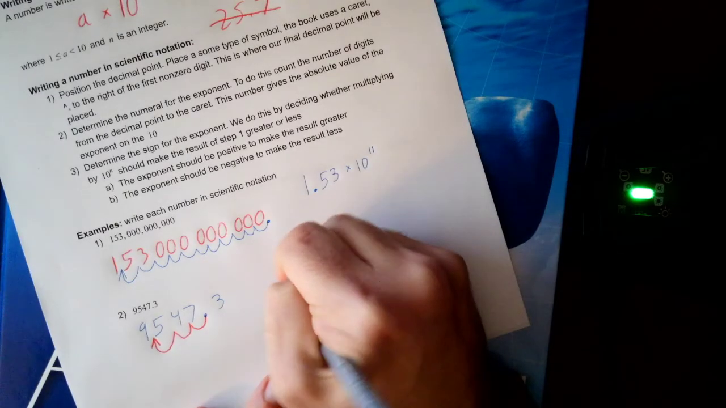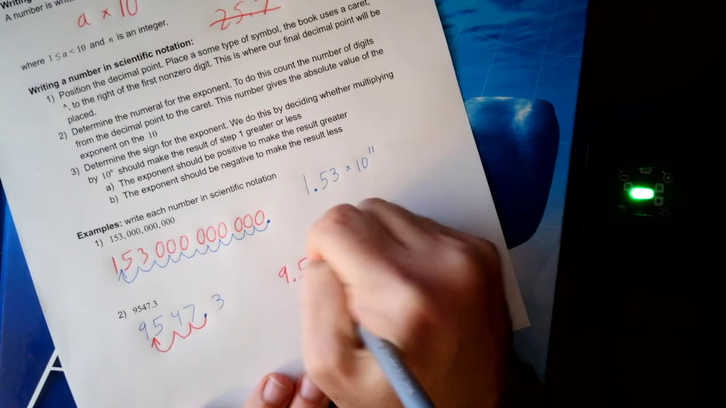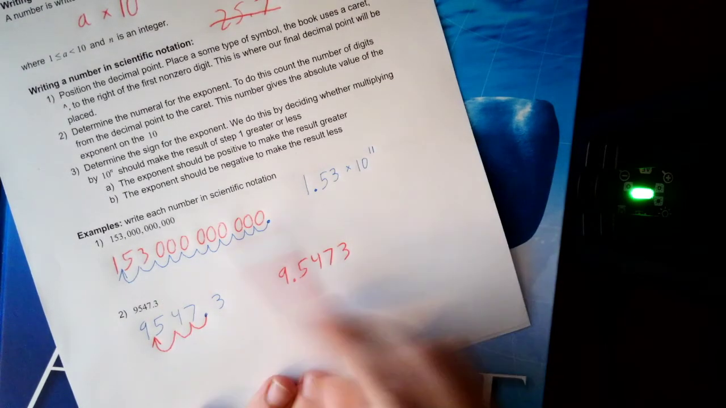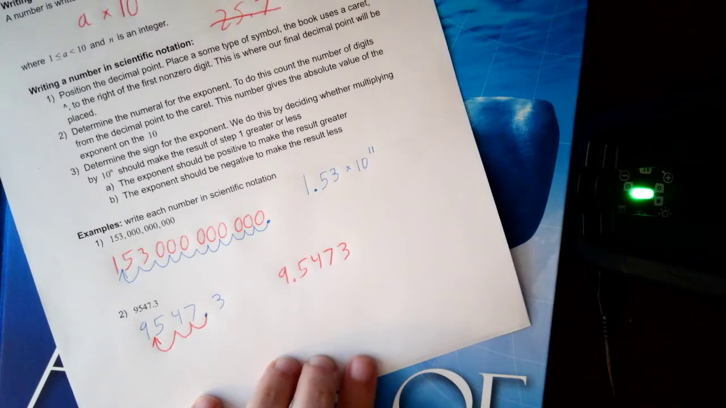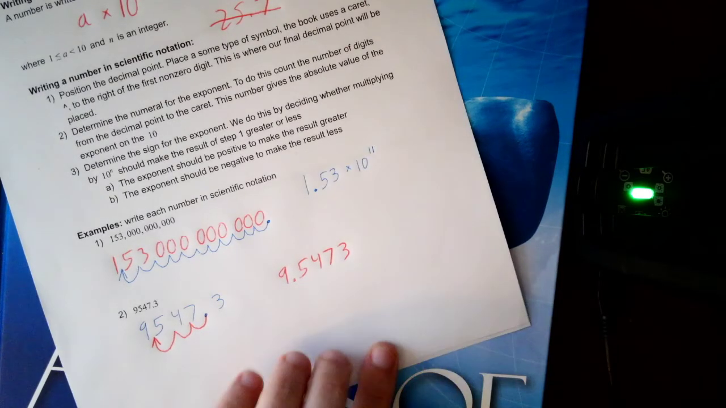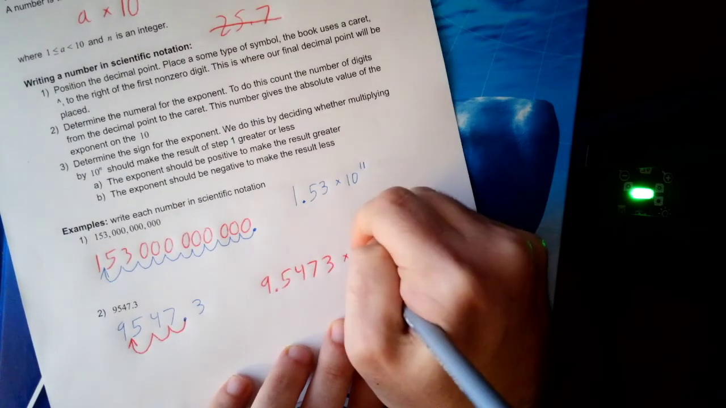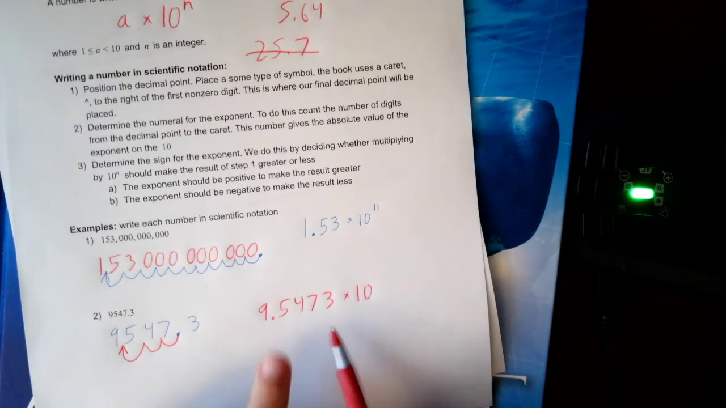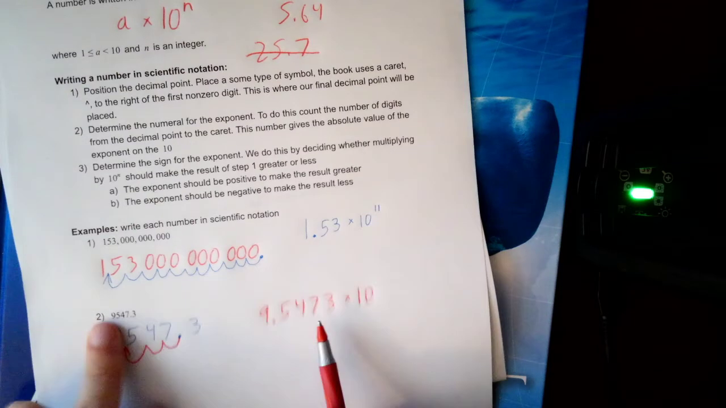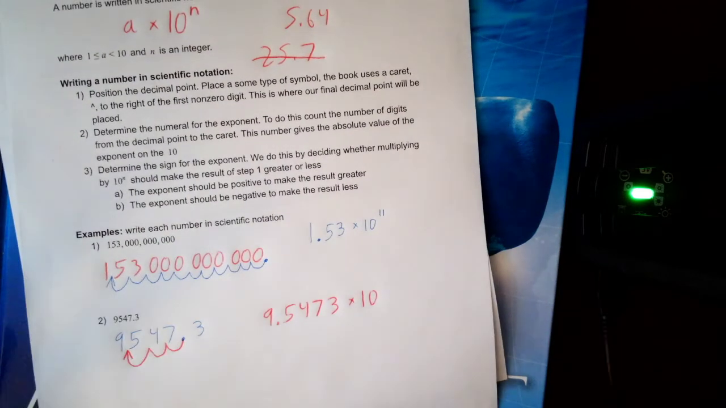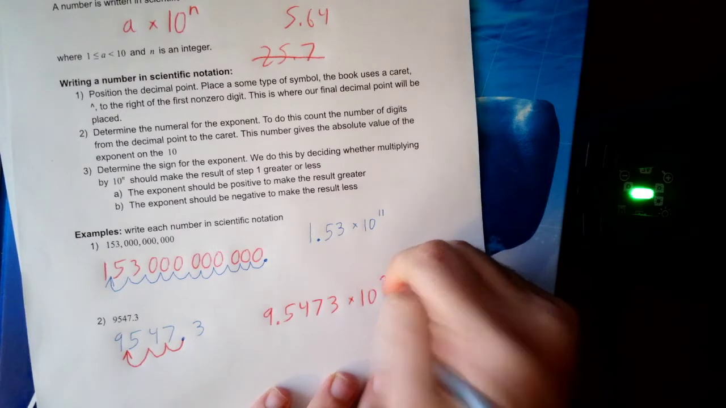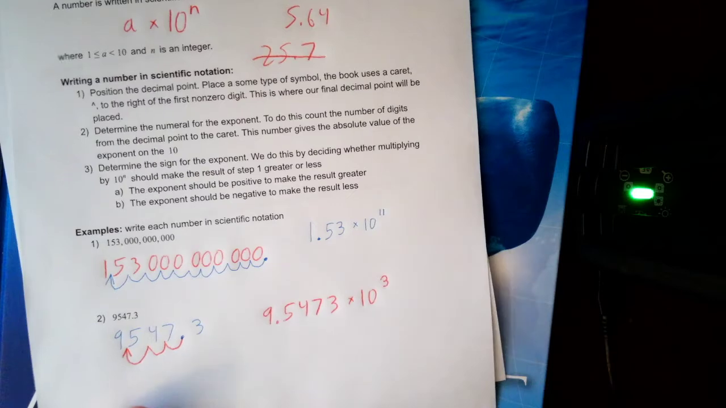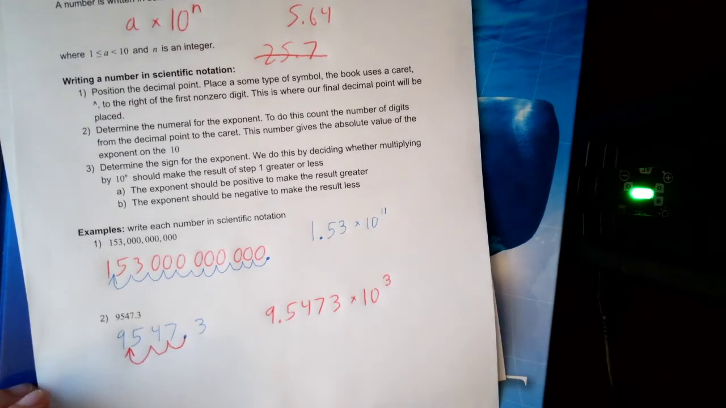So my new number will be 9.5473. Notice I had to write all the decimals. There were no hidden zeros I could drop off, right? Everything here was a non-zero digit. Times 10 to the, it's either going to be positive 3 or negative 3. To make 9.5 into 9,500 something, I need to make it bigger, so this will be positive 3. So 9.5473 times 10 to the third is the same number as 9,547.3.